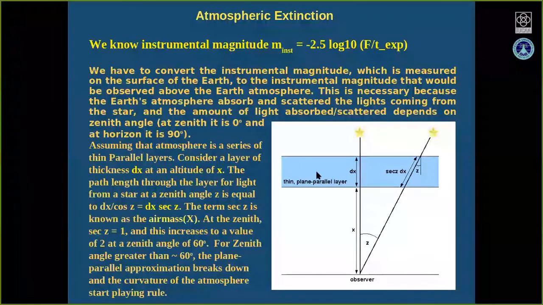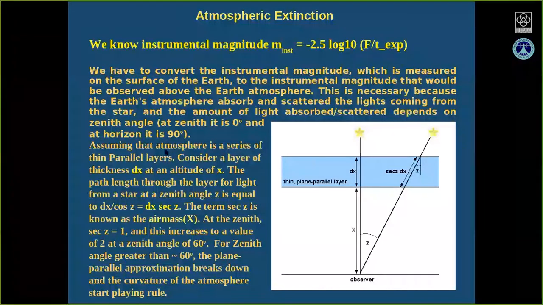In this figure, we have considered some assumption. We assume that the atmosphere is a series of thin parallel layers like this. Let us consider a layer of thickness dx, and the altitude of this layer is x, right? And this angle z, we call the zenith angle.